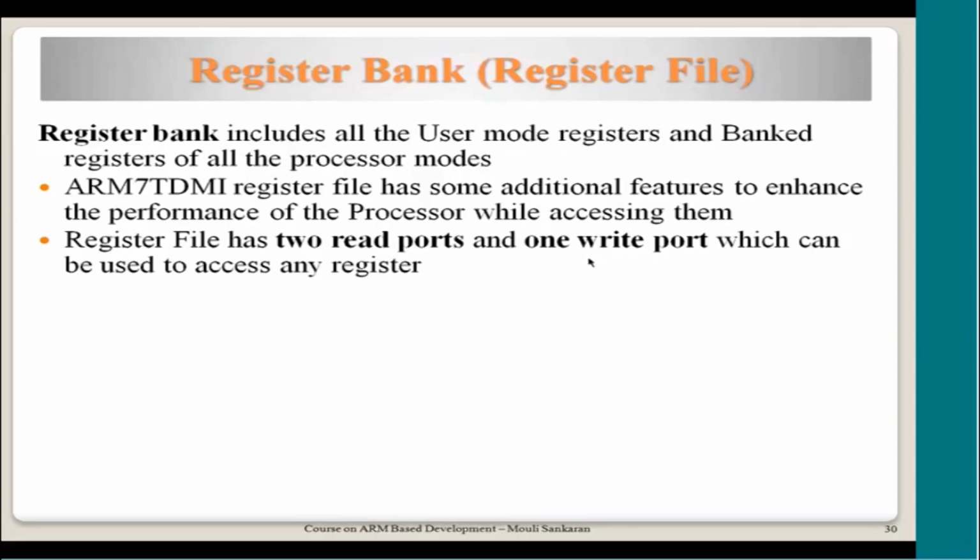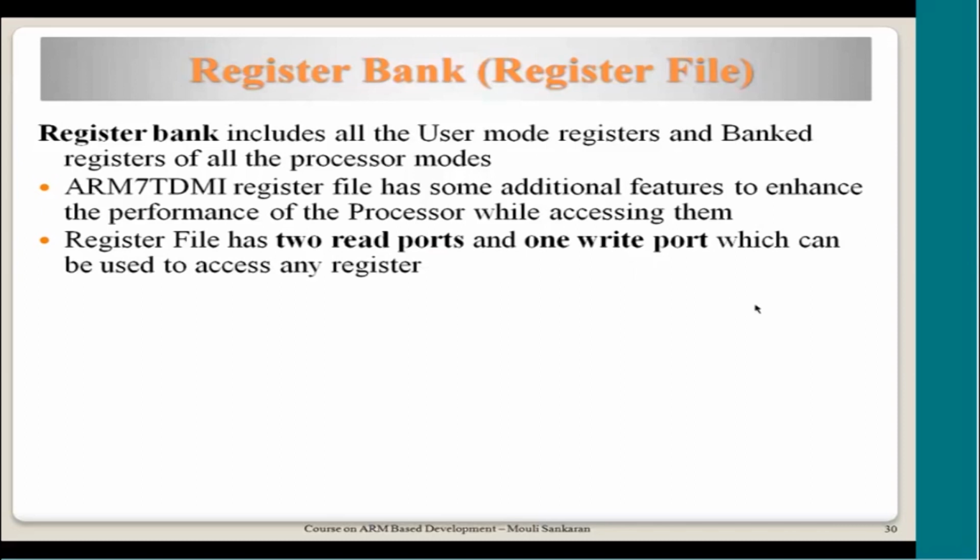Typically, if there is only 1 port available, 1 read and write port, you can either write in 1 clock or read from the register in 1 clock. But if the whole register file is given 2 read ports and a write port, you can do 2 operations at the same time. You may wonder why it is required.